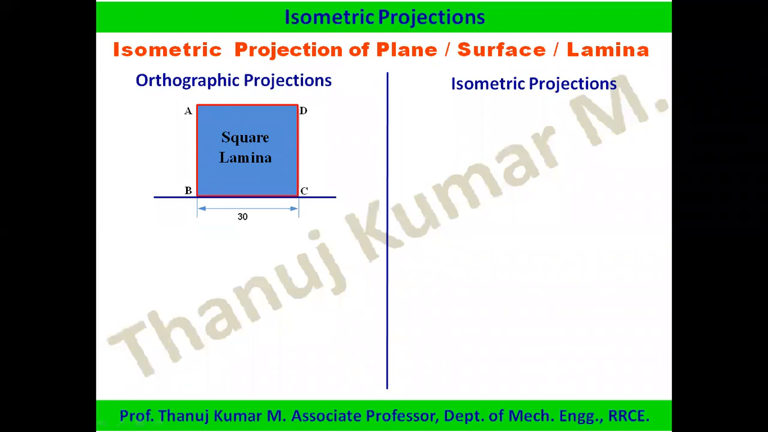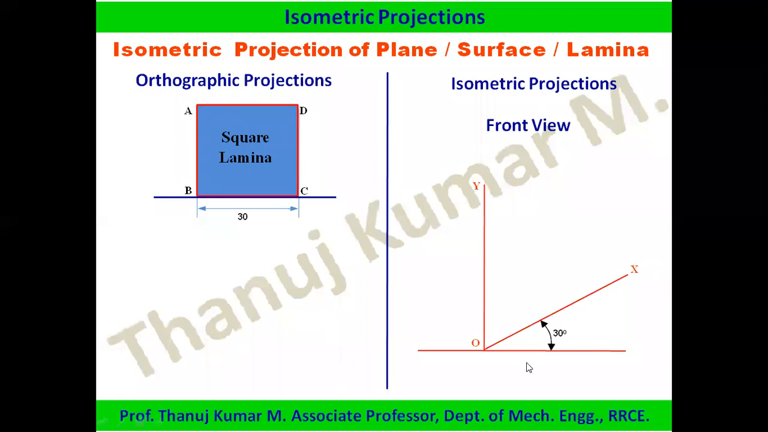So how do you start it? Let me start with the front view first. How do you draw a front view? To draw a front view, we use two very important lines. One is a horizontal line, and then we need to draw one vertical line. For front view, one vertical line, one horizontal line, and one 30-degree angle line is drawn. You can see I've drawn one horizontal line, one vertical line, and one 30-degree angle line.